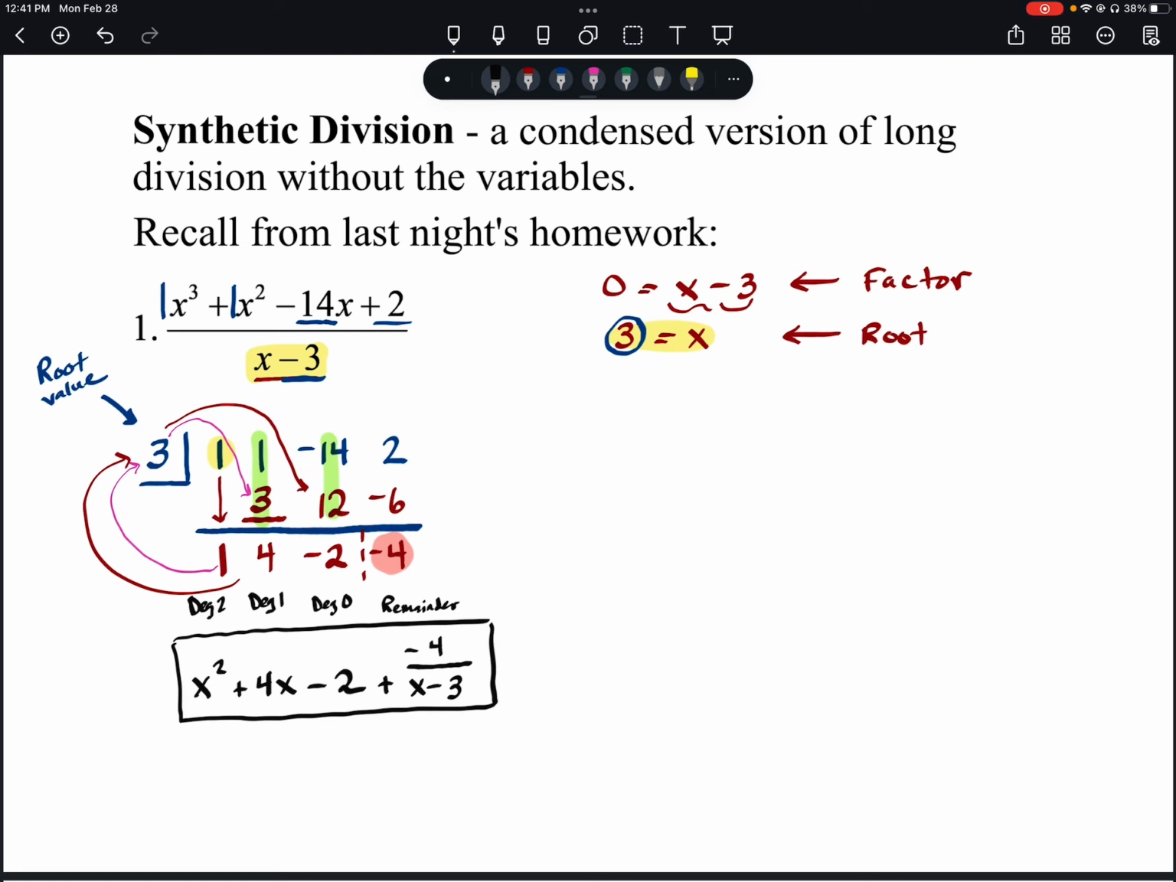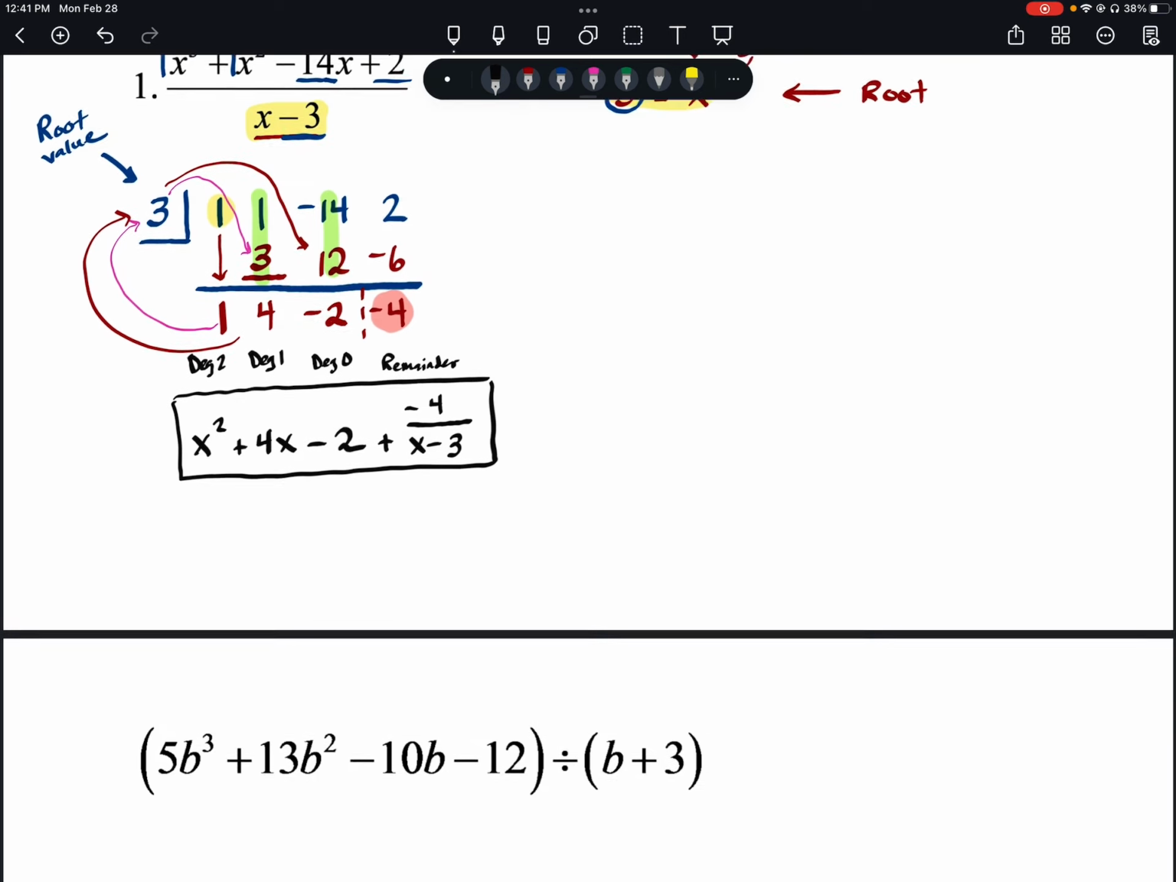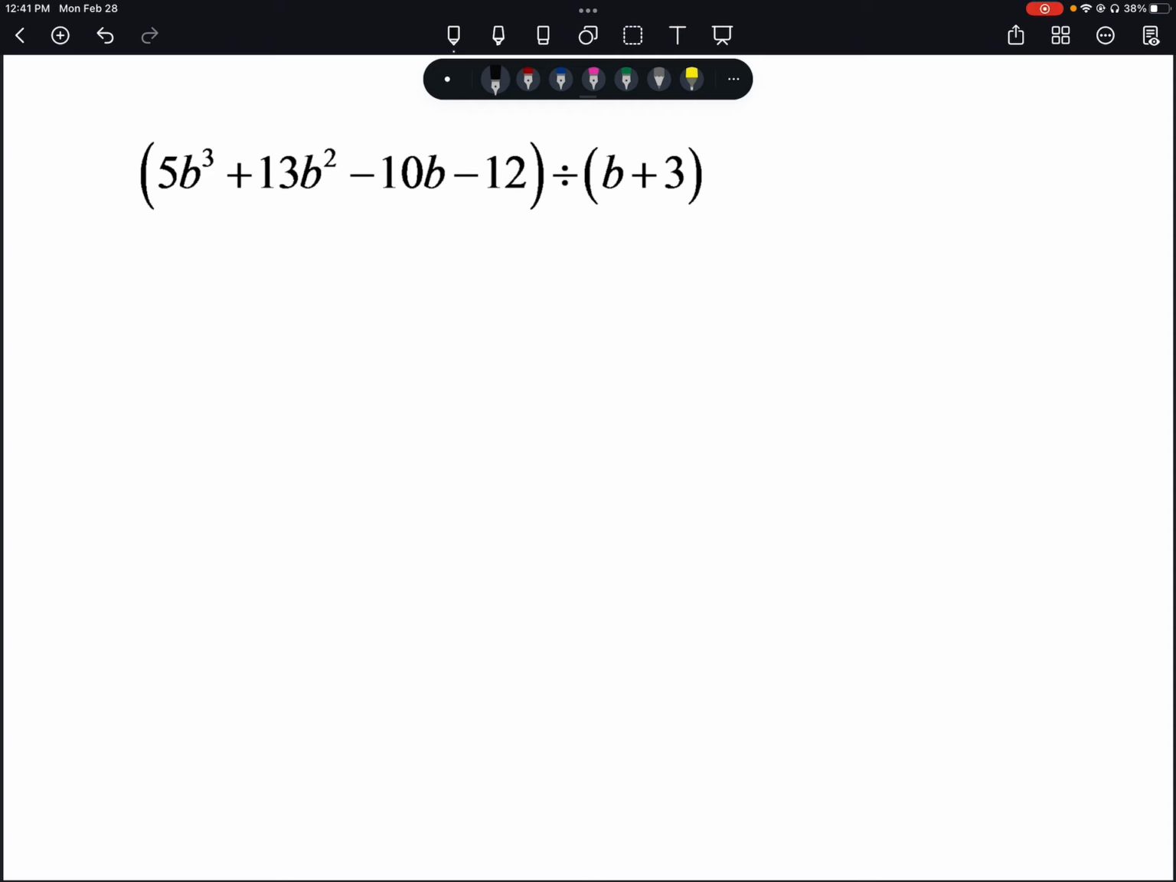All right, so we'll just work through a few practice ones here. So we have 5b to the third plus 13b squared minus 10b minus 12, and we're dividing it by b plus 3. So remember, this is our factor, so the root is going to be negative 3. That's what's going to go into the little box.